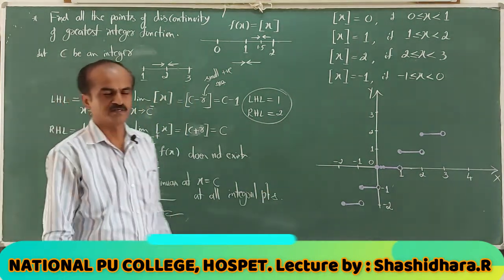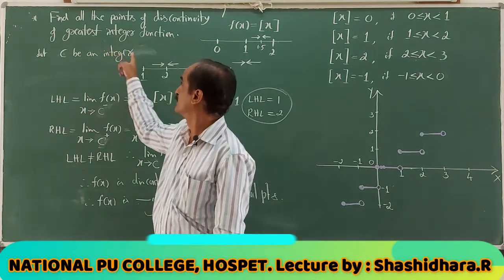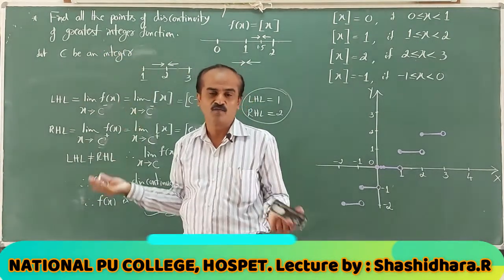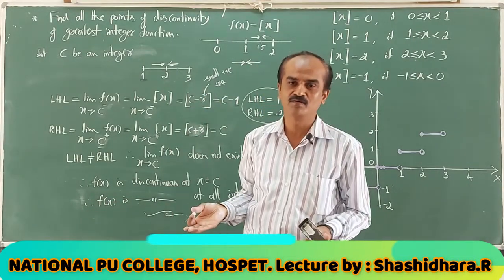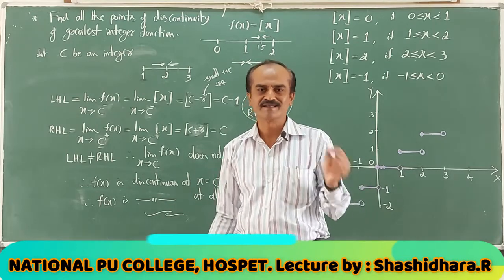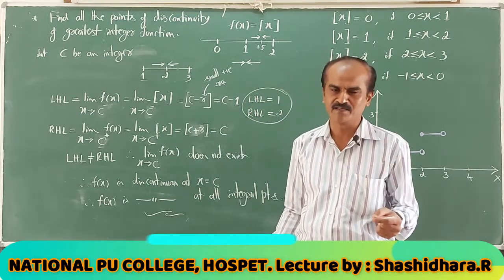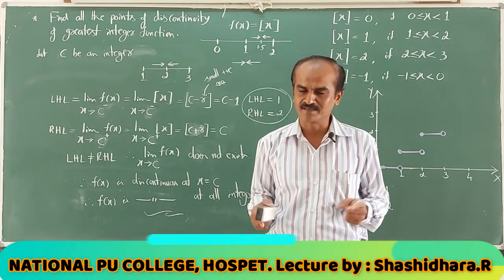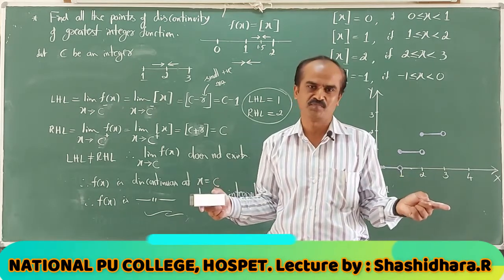So what was the question? Find the points of discontinuity of the greatest integer function. What are the points of discontinuity now? The integral points. So you should remember, the greatest integer function fails to be continuous at all integral points and it is continuous at all non-integral points.